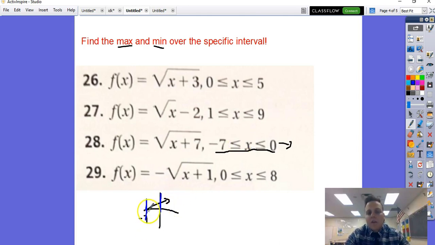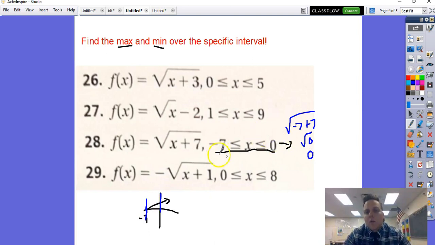Hopefully you see that -7 is clearly producing the lowest y value. So I could say the square root of -7 plus 7 becomes the square root of 0, and the square root of 0 is just 0. So bam, the lowest y value happening is 0.